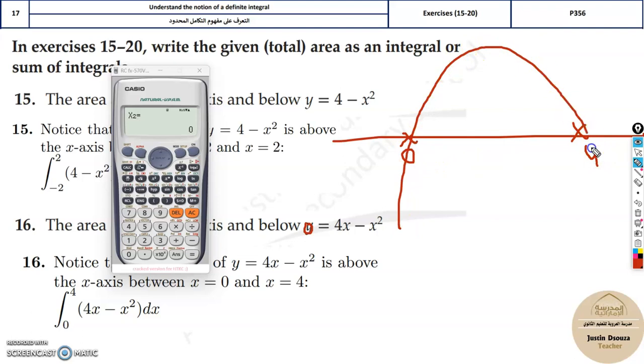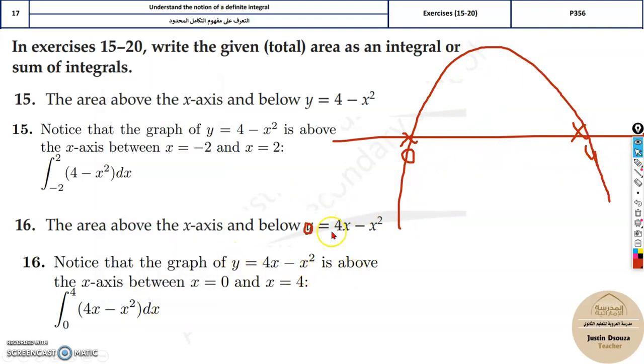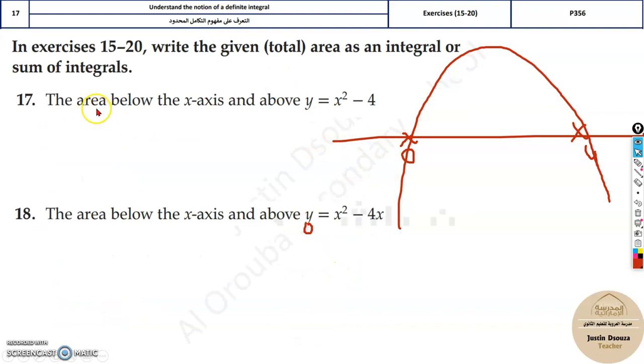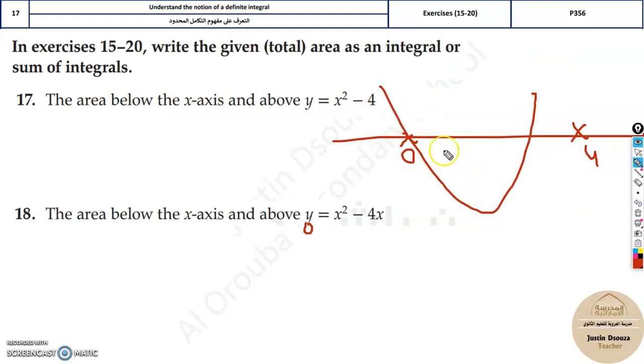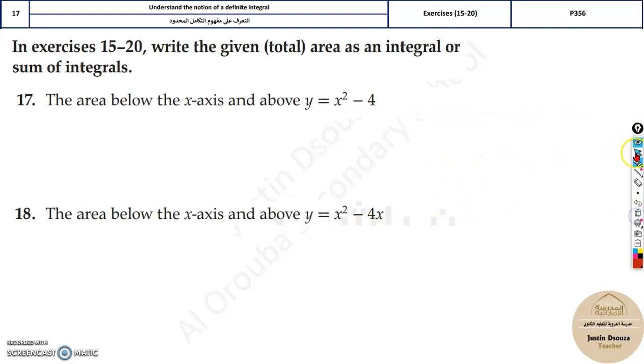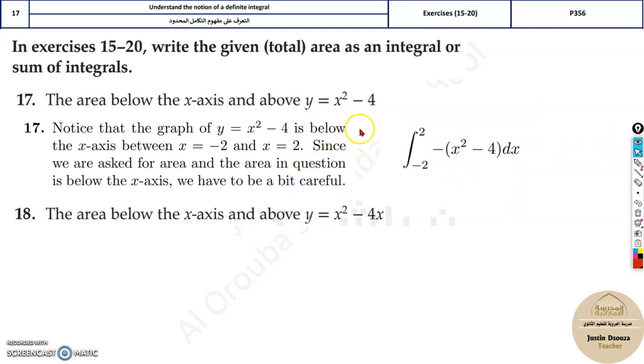The graph is something like this. We need to find this area. So integrate this particular equation from 0 to 4. That's it. These problems are easy, but now what if the area is below? See, now it changes. It's below over here, and we need to find this area for these equations. The starting concept is the same thing.